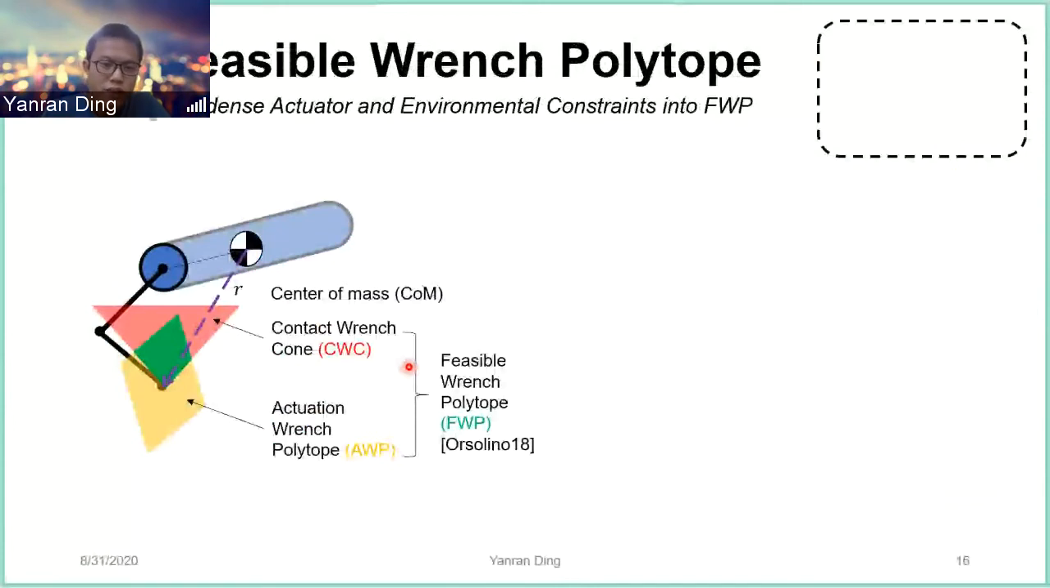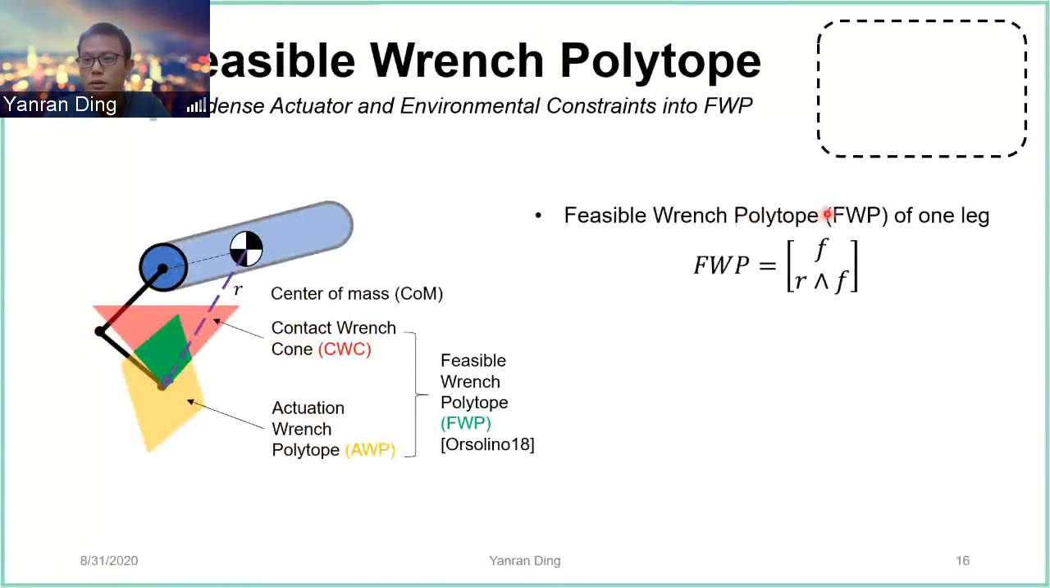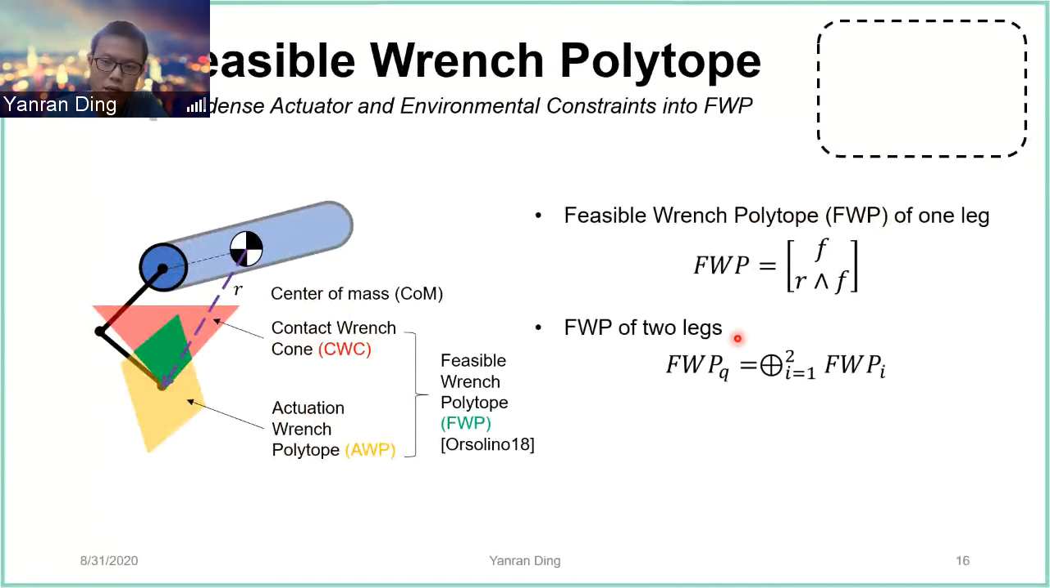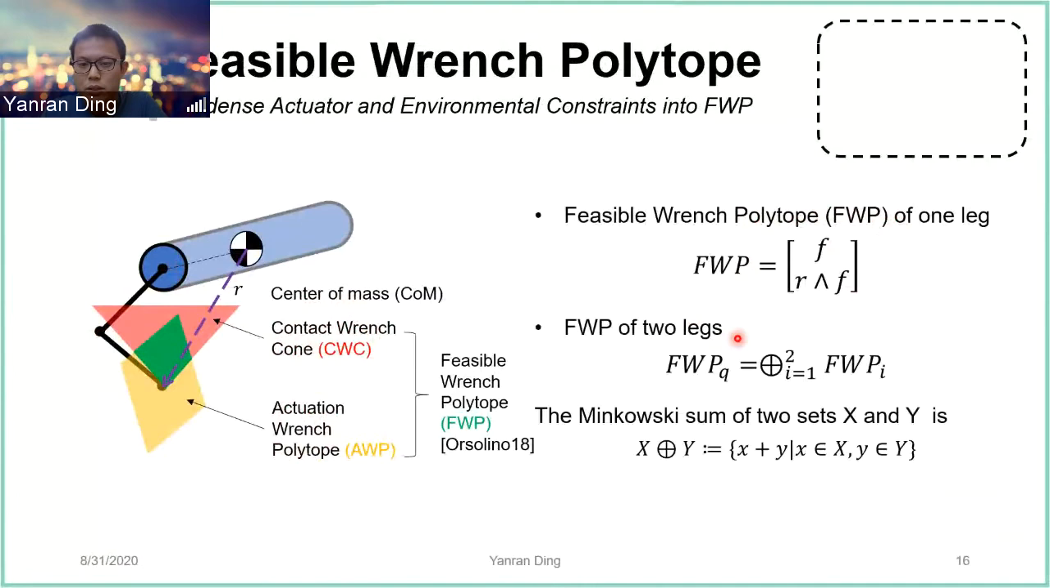It is the intersection of the contact range cone and the actuation range polytope. So CWC is basically the friction cone and AWP is the constraint imparted by the actuators. So the feasible range polytope of one leg has the force term as well as the moment term. And the FWP of two legs is the Minkowski sum of the FWP at each leg that is in contact with the ground, where the Minkowski sum of two sets is defined in the following way.